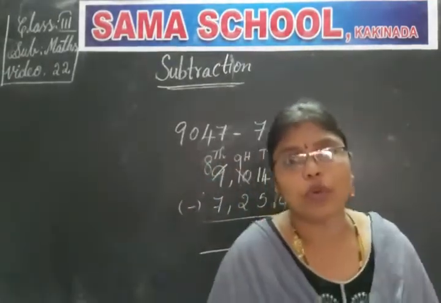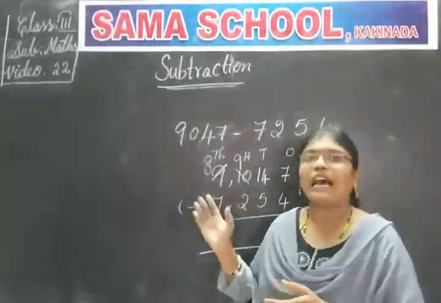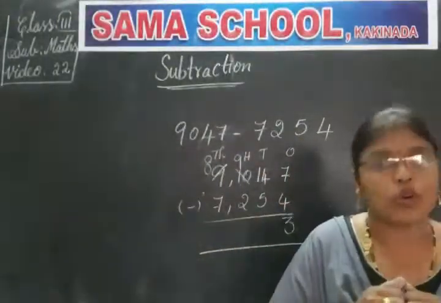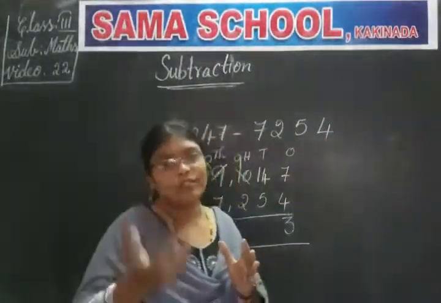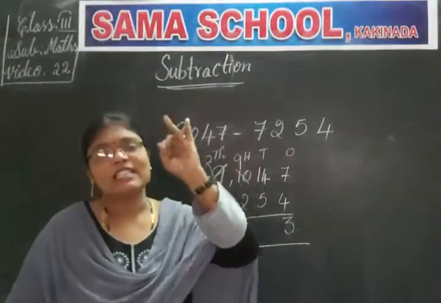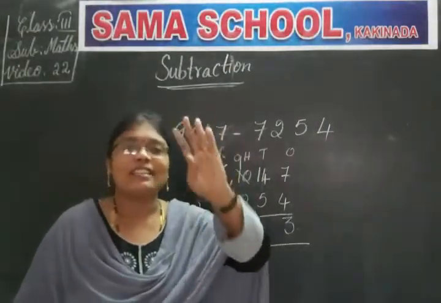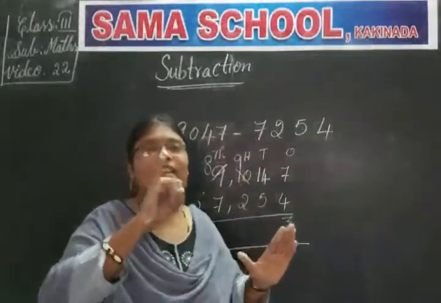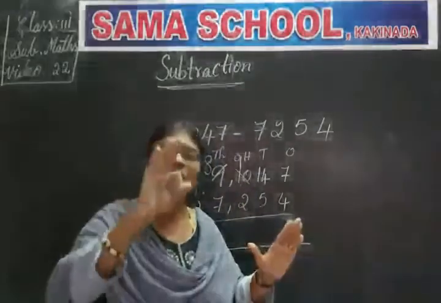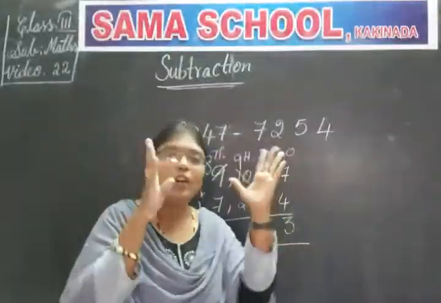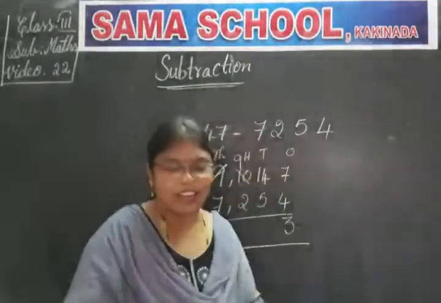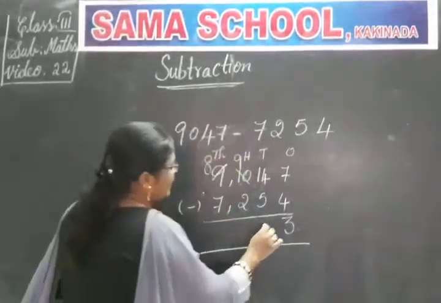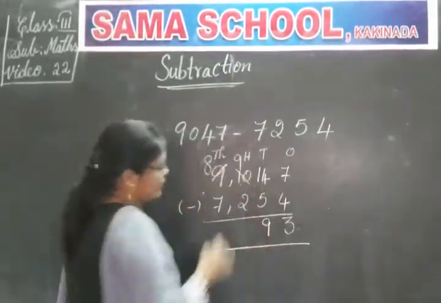What do you have to do? You have to count after 5 till you get 14. Right? Come on, after 5: 6, 7, 8, 9, 10, 11, 12, 13, 14. How much? 9. So, write 9 here.